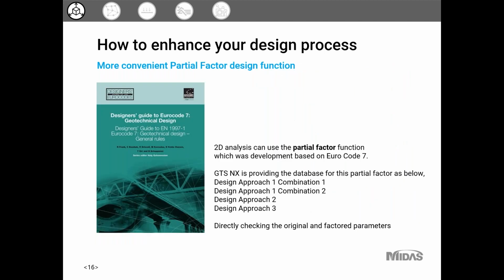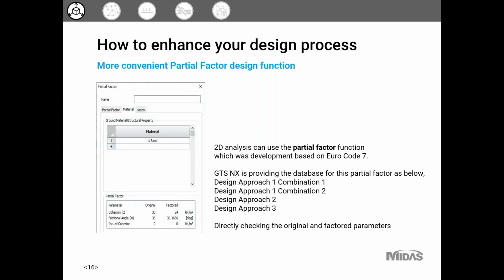We also provide a partial factor function, which is based on Eurocode 7. You can assign partial factors with a few clicks on your materials and loads. This is the window after assigning the factor on the material. As you can see, cohesion and frictional angle have changed in the red box. By using this function, you can reduce human error. Moreover, with this function, you can check SLS and ULS results at the same time in GTS NX.